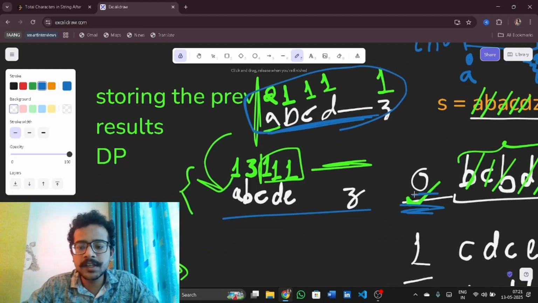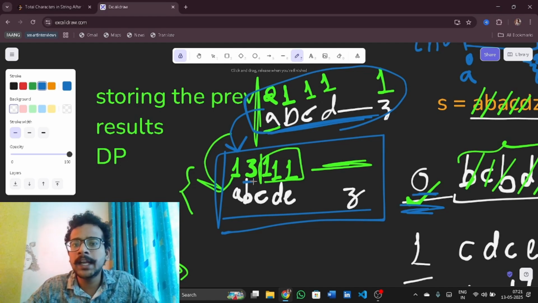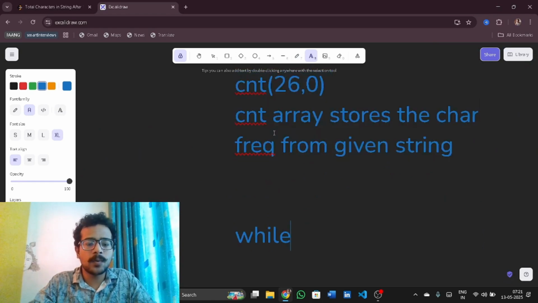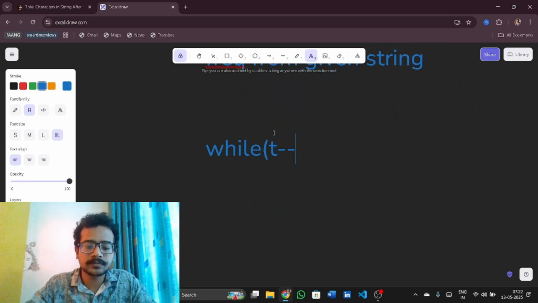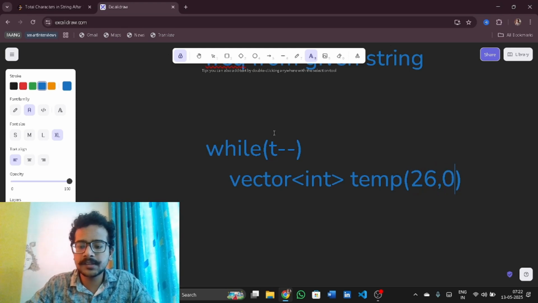Now at transformation 0, what do I need to do? I am taking this, but here if you see, A is for 2 times, but here A is for 1 time. B is for 1 time, but here B is for 3 times. But without any confusion, I'll take something like while t minus minus, one thing: vector int temp. For now, a temporary array I am storing of size 26 comma 0.